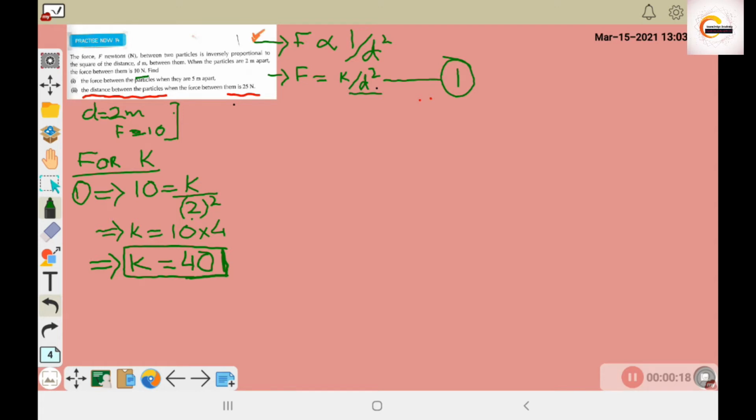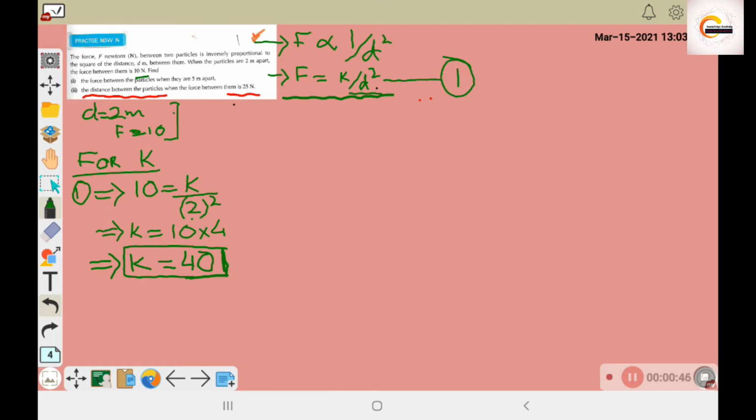So first of all, I have written the relationship here that was already given, that force is inversely proportional to the square of the distance. I have written F is inversely proportional to 1 upon d square, and after putting the constant of variation, our formula will become F is equal to K upon d square, and we have named it as number 1.